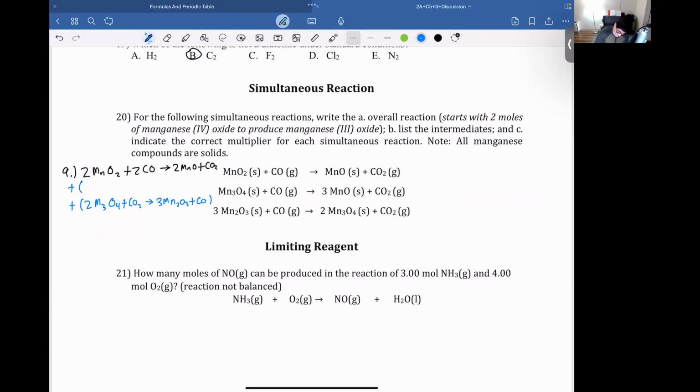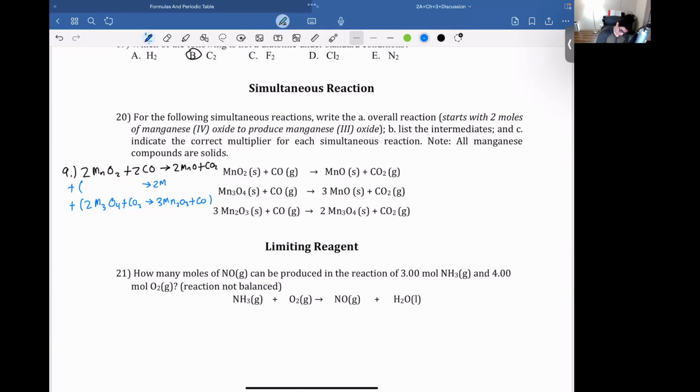So for the second equation, I have to reverse it, right? I need this Mn3O4 to cancel out with this one from the third reaction. So I need to reverse it. I need it to be on the right side of the arrow so I can eventually cancel it. And I need two of them. So I'm also going to need to multiply this whole thing by 2.